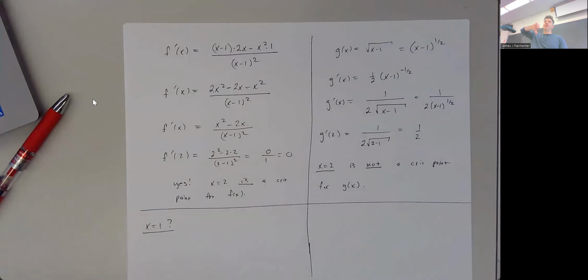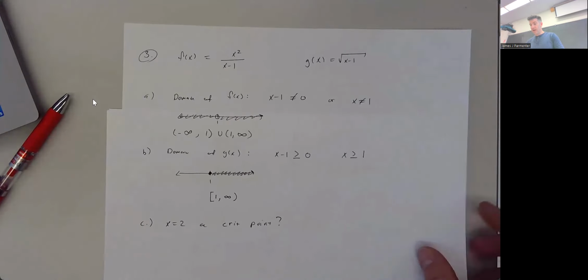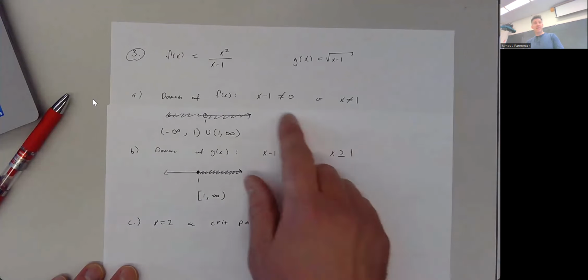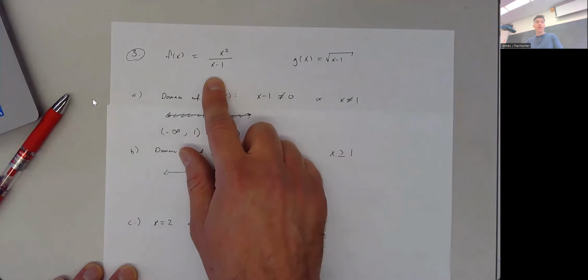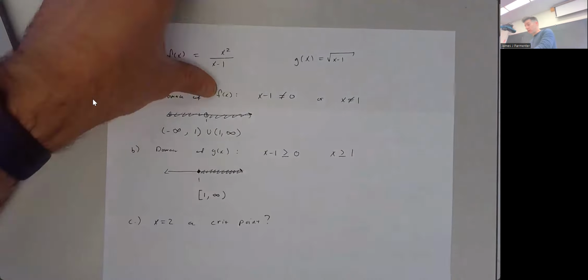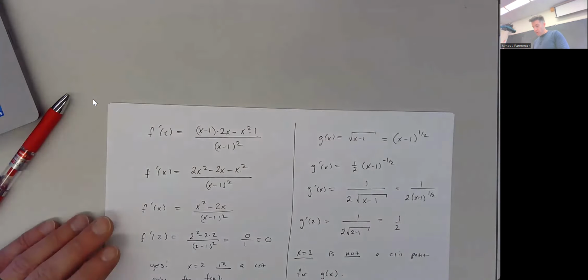Well, I tricked you all. It is not a critical point, and here's why. It's not in the domain, right? The original function, x equal to 1, is not in the domain of the function. And that is the first thing that has to be true to be able to be a critical point, that it has to be in the domain of the original function. So x equal to 1, no.